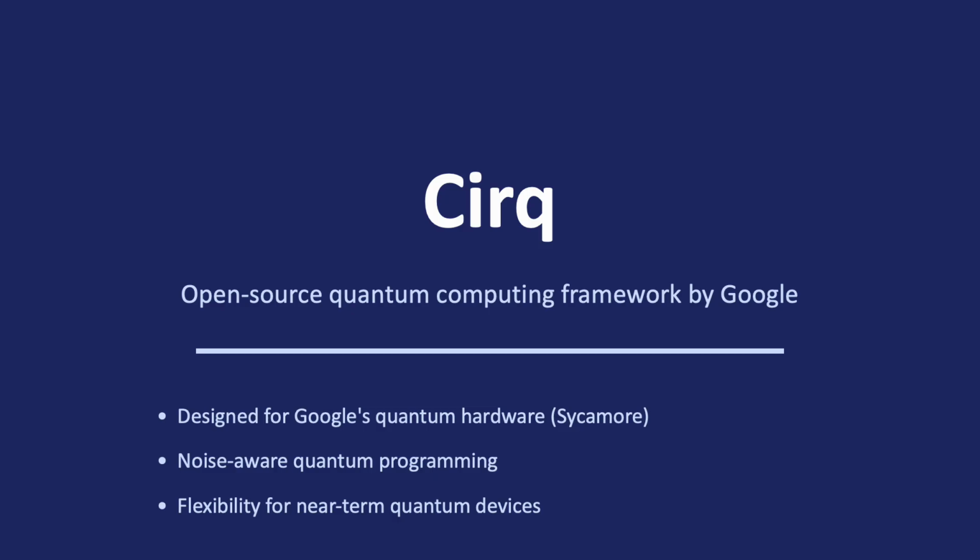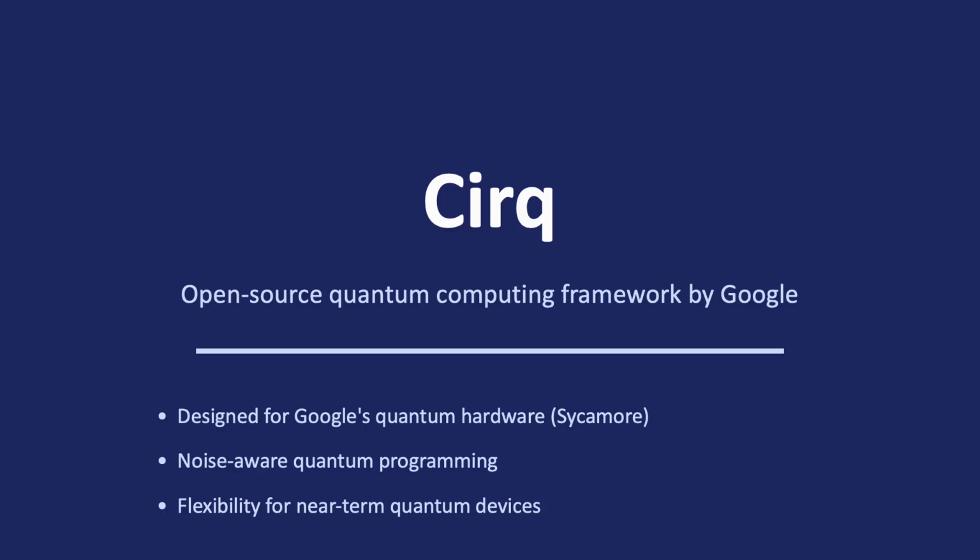Now let's shift our focus to the second major quantum framework we are discussing today. It's Cirq, C-I-R-Q. Cirq was developed by Google, the tech giant known for search, artificial intelligence, and now quantum computing. Like Qiskit, Cirq is open source, meaning it is freely available to everyone. Google has invested billions of dollars in quantum computing research. Cirq is their contribution to making quantum programming accessible.